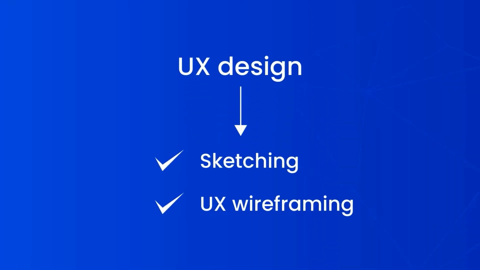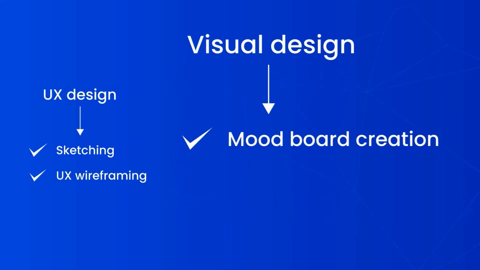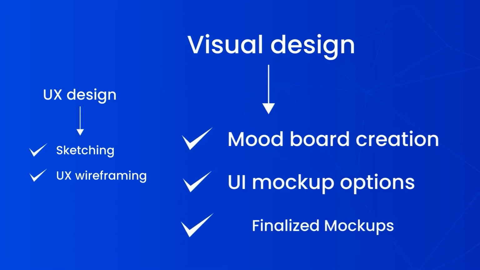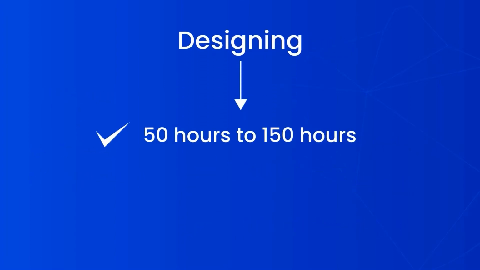The designing stage itself is highly complex and is divided into two parts, which are UX design and visual design. While sketching and UX wireframing are a part of the UX design, visual design is mainly concerned with mood board creation, UI mockup options, and finalized mockups. We can expect this stage to take anywhere from 50 to 150 hours, and the cost can be $900 to $2,000. Once designed, you think the app is all ready and finalized, right? Well, you are just one step away.